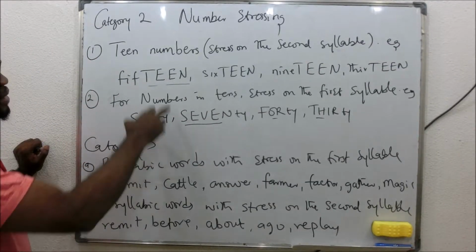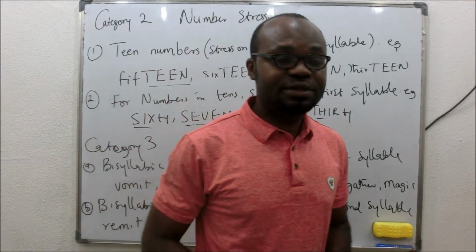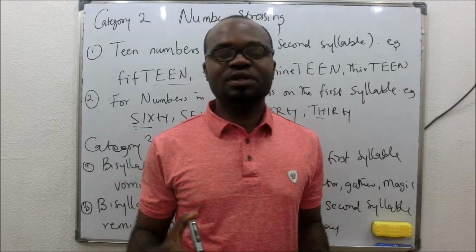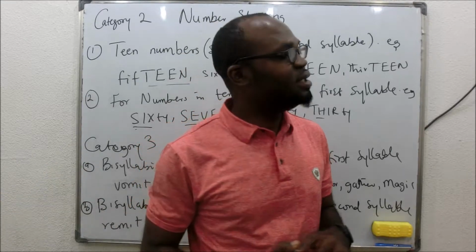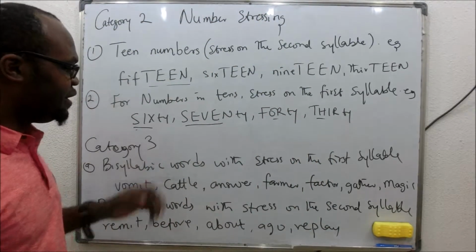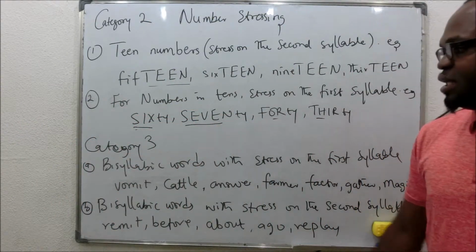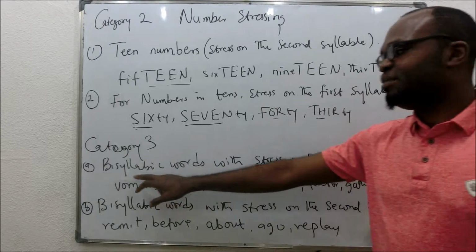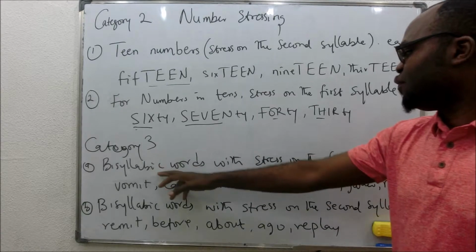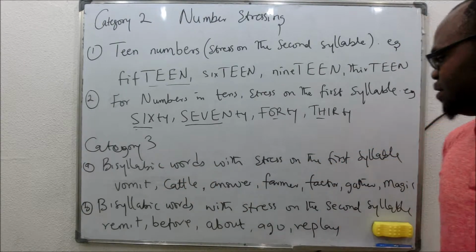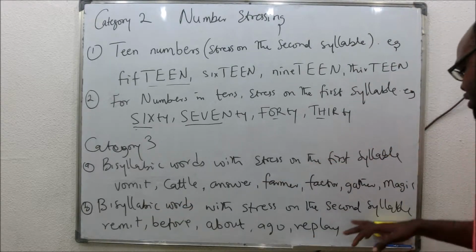So category 3, this is category 2. In the previous classes, we looked at category 1. We looked at what stress is all about. We also looked at what a syllable is all about. So today we are looking at categories 2 and 3. Now let's look at category 3. If you have a bisyllabic word, it simply means a word that has two syllables. Among bisyllabic words, there are some where you stress the first syllable, and some where you stress the second syllable.